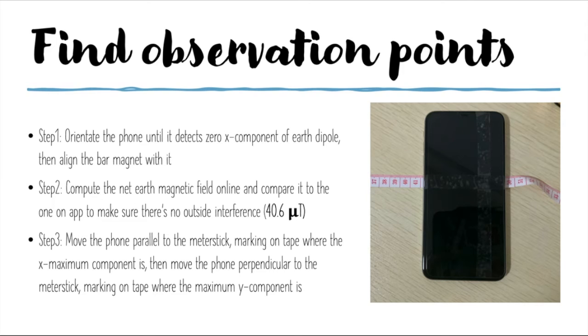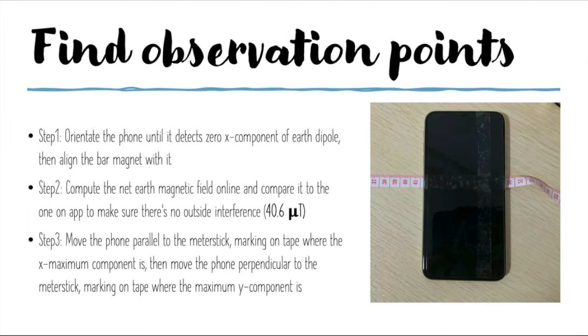To find the observation points, the first step is to orient the phone until it detects 0 x component of Earth's dipole, then align the bar magnet with it. The second step is to compute the net Earth's magnetic field online and compare it to the one on the app to make sure there's no outside interference. The net Earth's magnetic field I computed is approximately 40.6 μT.